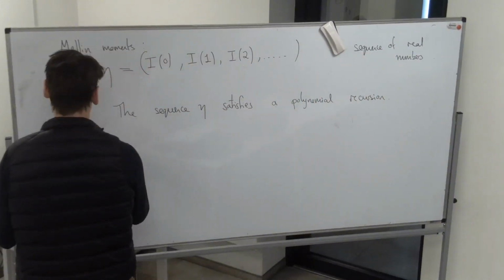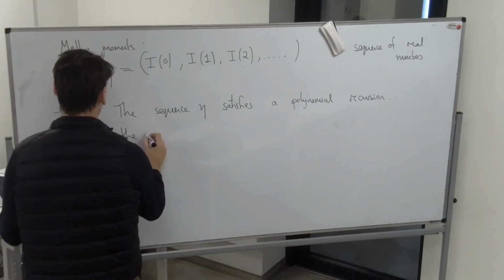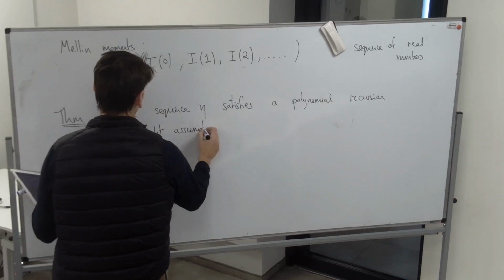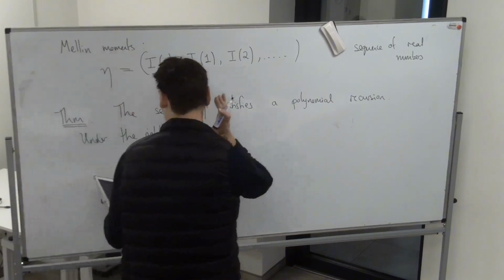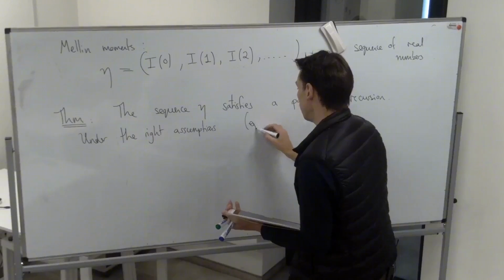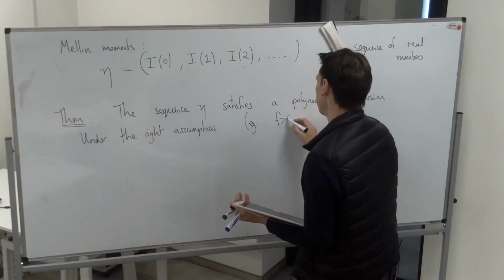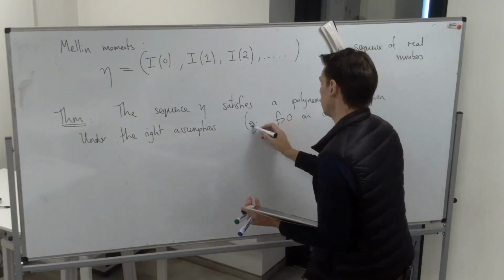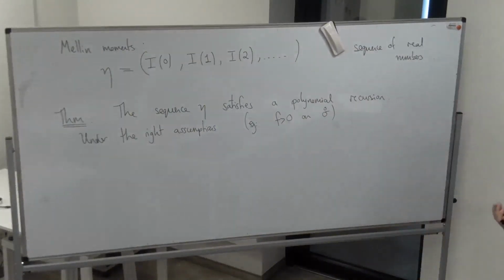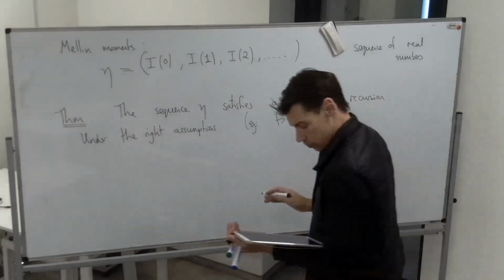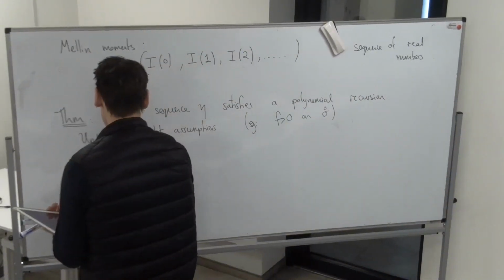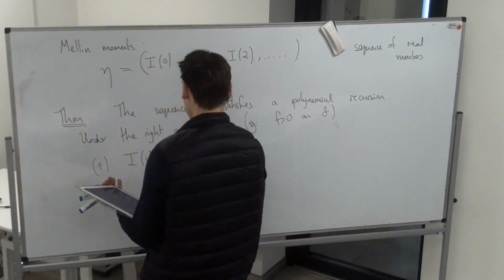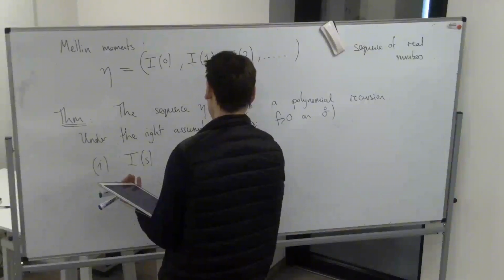So under the right assumptions, which are mild, but there's no point being too precise. For example, if f is positive on the interior of the domain of integration, that's one such assumption, maybe some other technical assumptions, but not very strong. In that case, it turns out that this function I of S is uniquely determined by these Mellin moments.